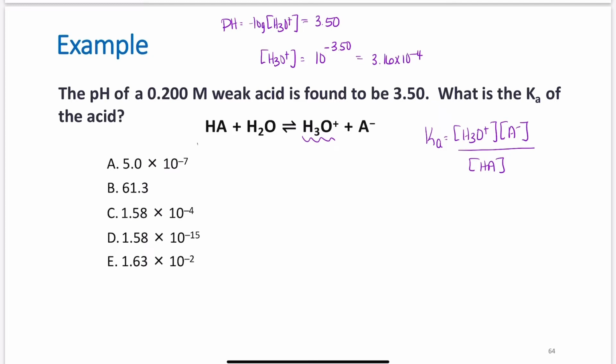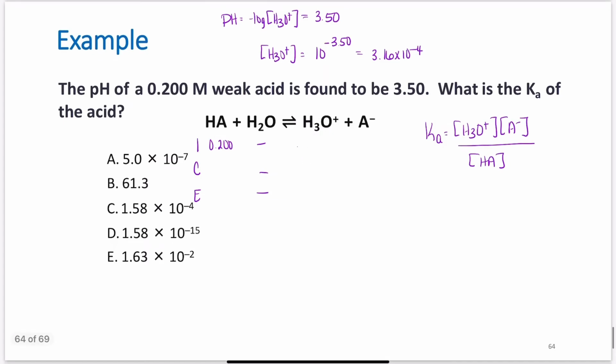I know initially this has a concentration of 0.200. This is approximately 0, and this is 0. I know at equilibrium this is 3.16 times 10 to the minus 4, which means this is also 3.16 times 10 to the minus 4, which means that x is equal to 3.16 times 10 to the minus 4.